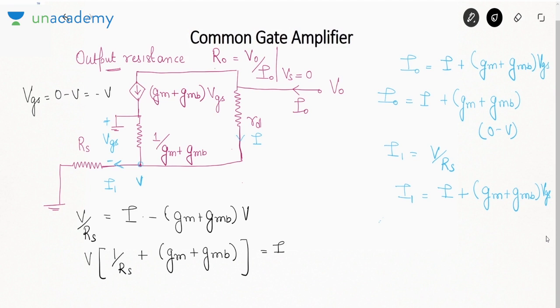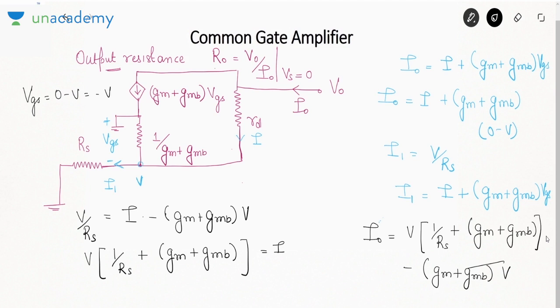Now I know the value of I in terms of V. So what I can do is find out I0. I0 will be I, which is V into (1 by RS plus Gm plus GmB), minus (Gm plus GmB) into V. This term will get cancelled. So I0 is simply V by RS. I know the value of I0, but I want the value of V0.